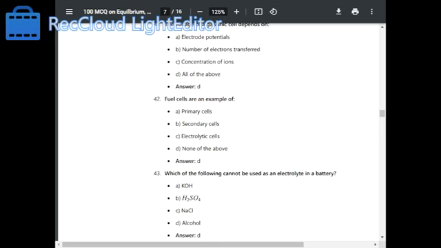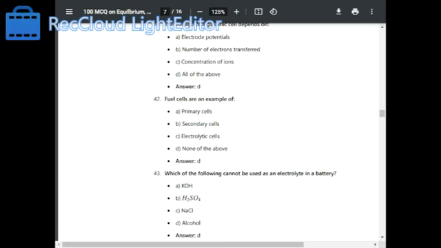Question number 42. Fuel cells are the example of option A, primary cell, option B, secondary cell, option C, electrolytic cell, option D, none of the above. The correct answer is D, none of the above. Fuel cells are the example of none of the above. Neither primary cell nor secondary cell nor electrolytic cell.